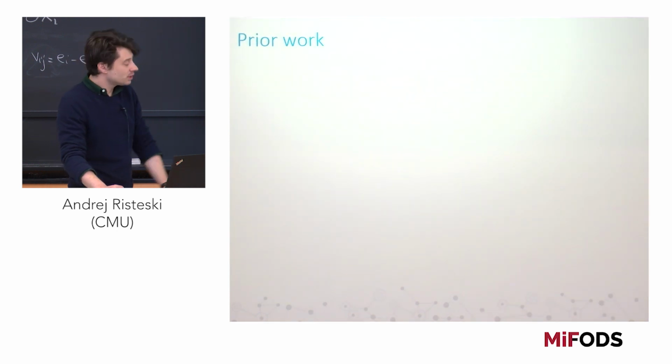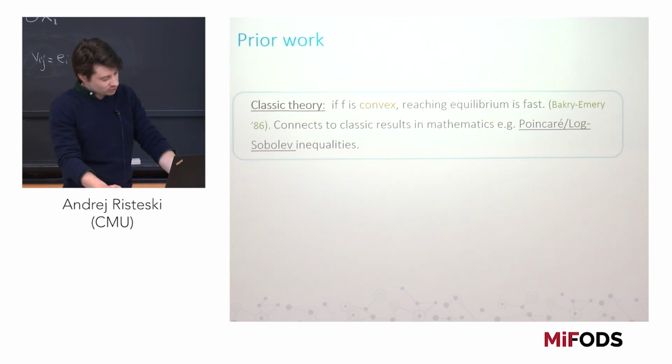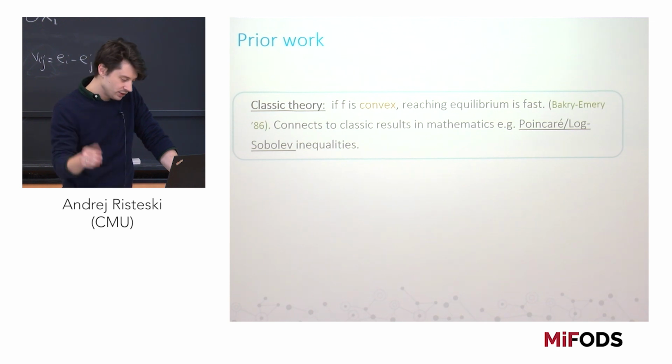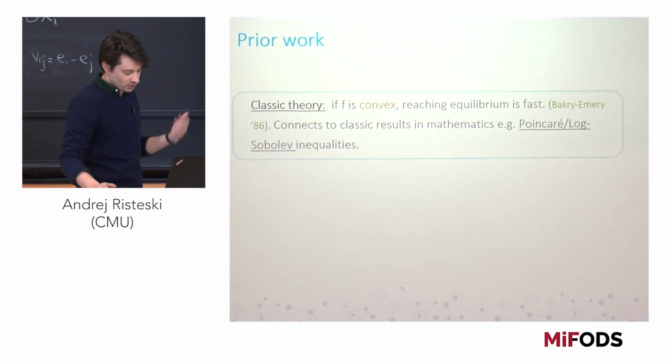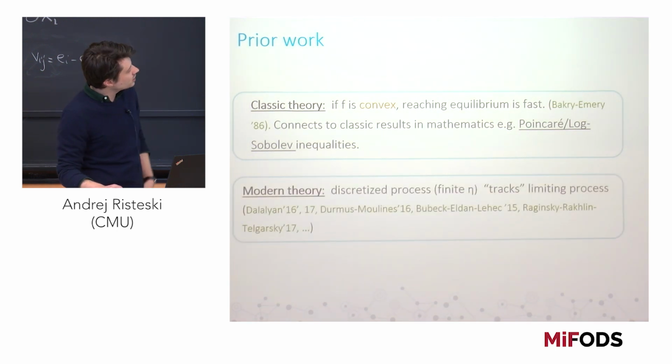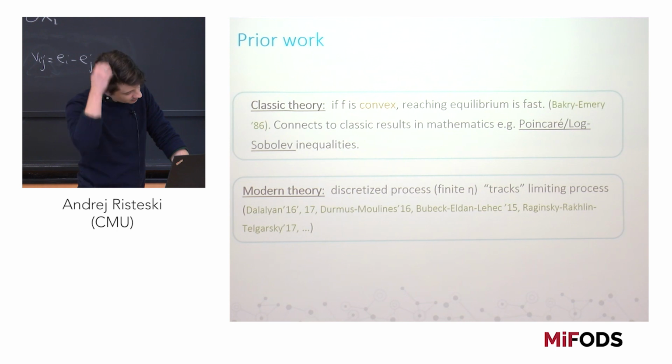OK, so let me say a couple of words about prior work. There are, in some sense, results here that are very classical. They go all the way back to the 80s and relate to classic things in mathematics like Poincaré and log-Sobolev inequalities. Basically, they say, in not so many words, that if f is convex, then reaching equilibrium is fast. This could be polynomial in dimension, or if f is strongly convex, even dimension independent. And then there was a resurgence of interest in analyzing these diffusion processes, in particular their discretized form, which started with a paper by Dalalyan in 2016 and kept going from then.